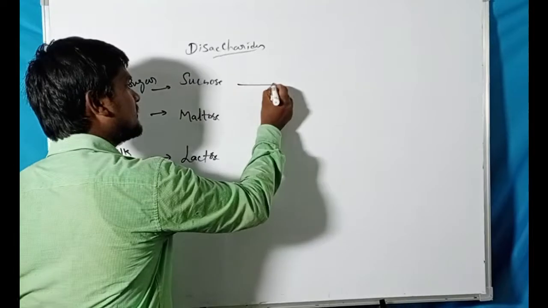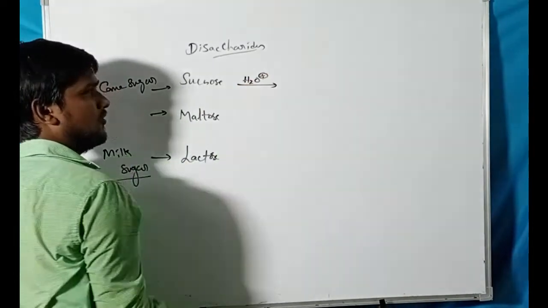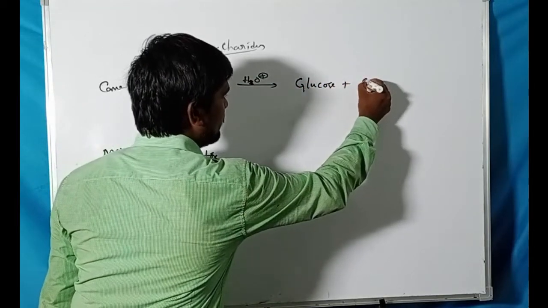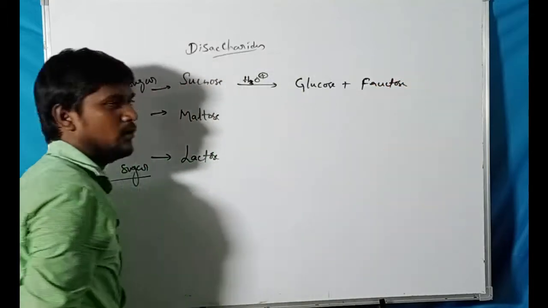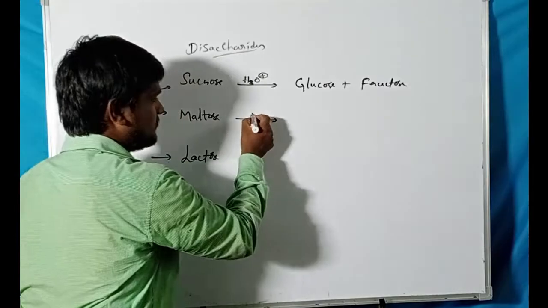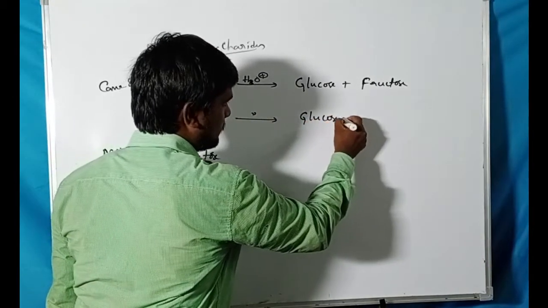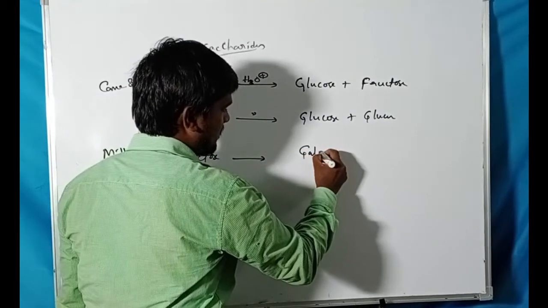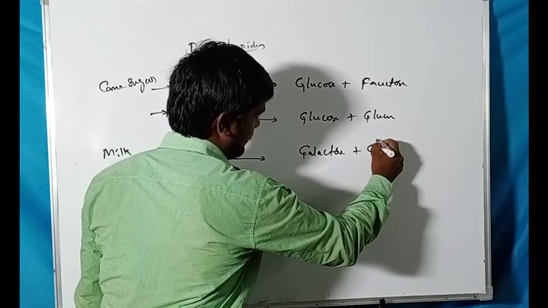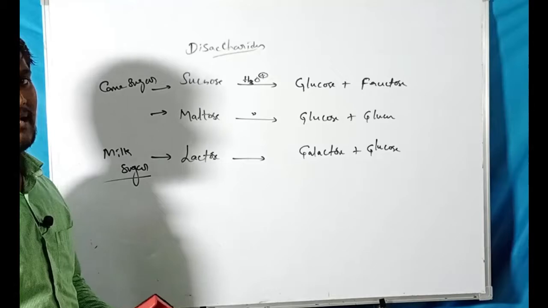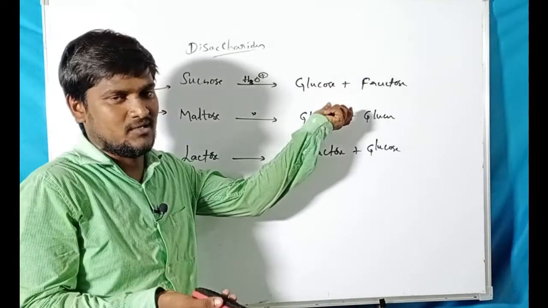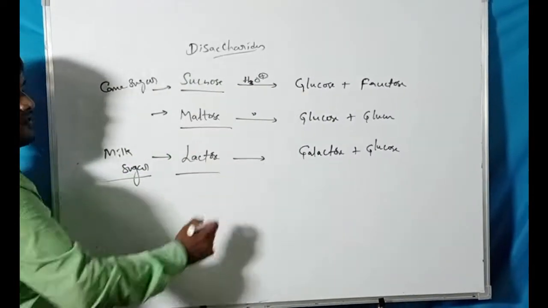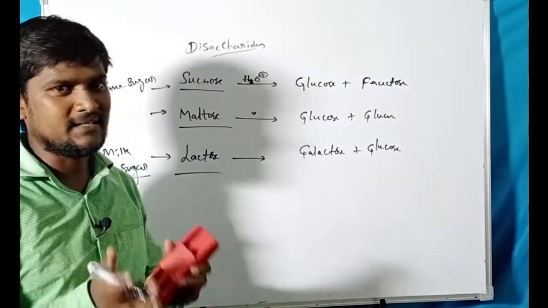Whenever these disaccharides undergo the hydrolysis reaction with H2O, sucrose gives one mole of glucose and one mole of fructose. Maltose gives 2 moles of glucose units only. Lactose gives 1 mole of galactose and another mole of glucose unit. These are the basic building units of the disaccharides. Sucrose, maltose, and lactose are three very simple disaccharide examples.